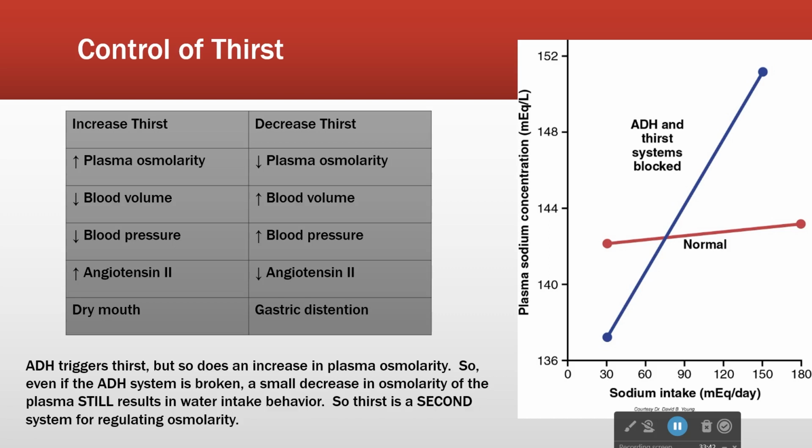Yes, ma'am. On the chart, it says that a decrease in plasma osmolarity decreases thirst, but then in the writing it says a decrease will increase water intake. An increase in plasma osmolarity increases thirst. Oh, you're right. This should be an increase. Sorry. A small increase in osmolarity of the plasma still results in water intake.